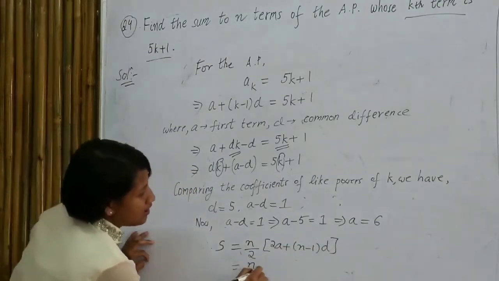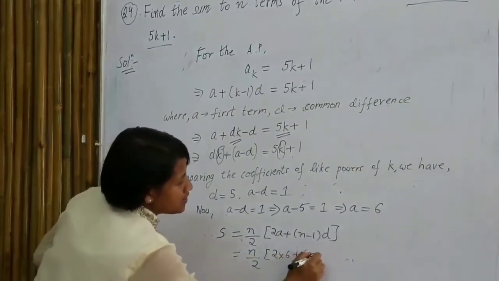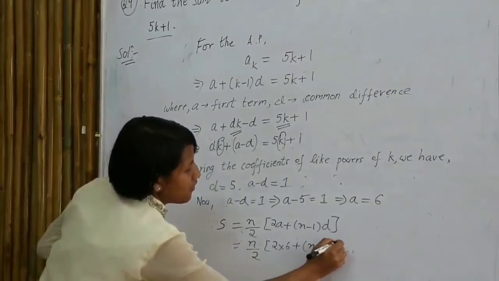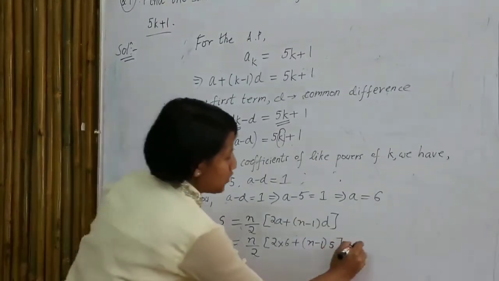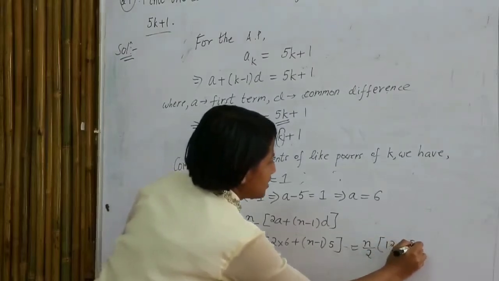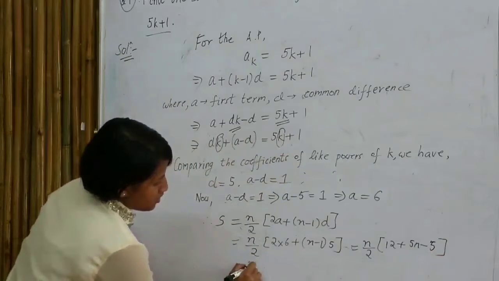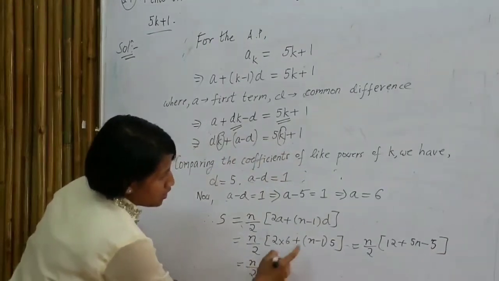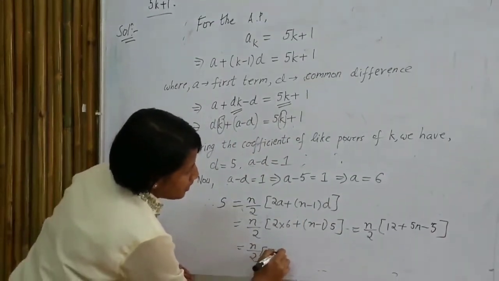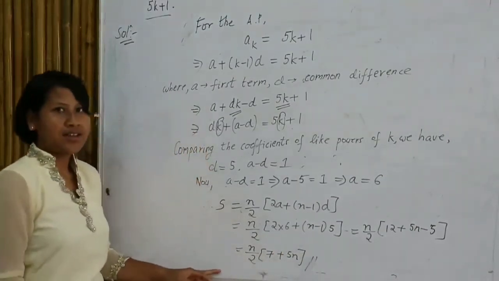Then n, so what is a? It is 6, plus n minus 1 times d, it is 5. Okay, so you calculate: this one will be 12, this is 5n minus 5, so 12 minus 5 will be 7 plus 5n. So this will be the answer.